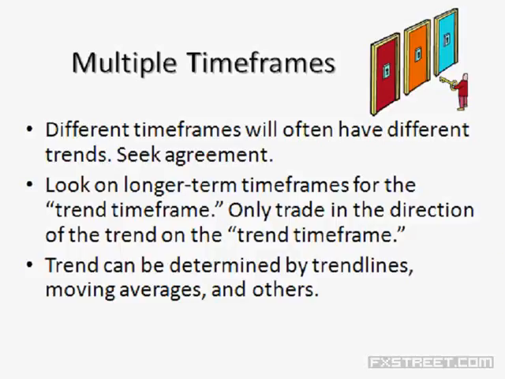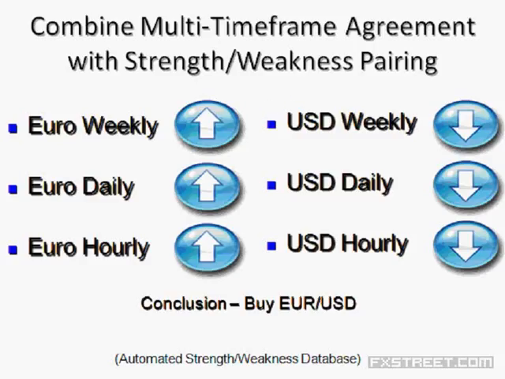Okay? So now how do you combine multiple time frames with strength and weakness? Well, here I have a very simplified diagram, very, very simplistic, but just an example to give you an illustration of what I'm talking about. If, for example, on the weekly chart, daily chart, and hourly chart the euro is strong, which is not the case right now, but let's say they're all strong, and on the weekly chart, daily chart, and hourly chart the U.S. dollar, at the same time, is weak, what is the conclusion? To buy EUR/USD.